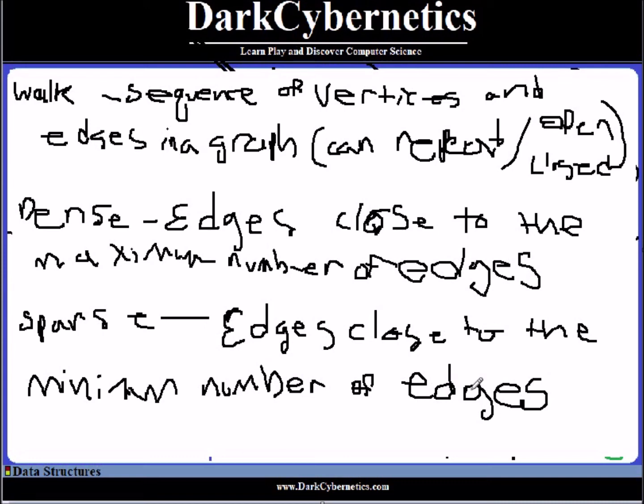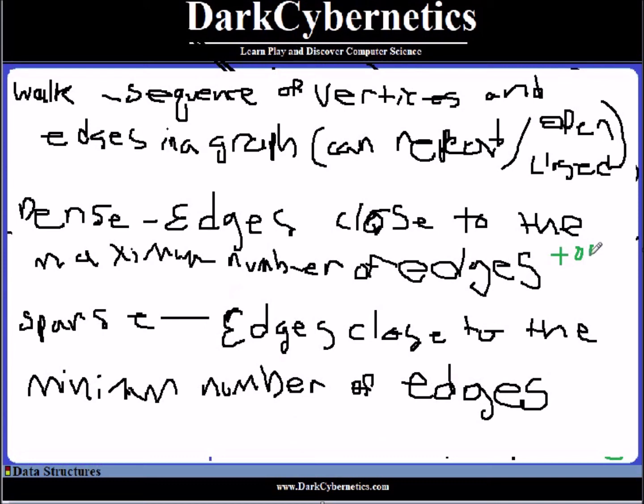Alright, so we have some terms here. We're doing a walk, dense, sparse. And so we have to go into some other terms and some other features of graphs. We can say that the sparseness is dense and the walk is a sequence of paths.